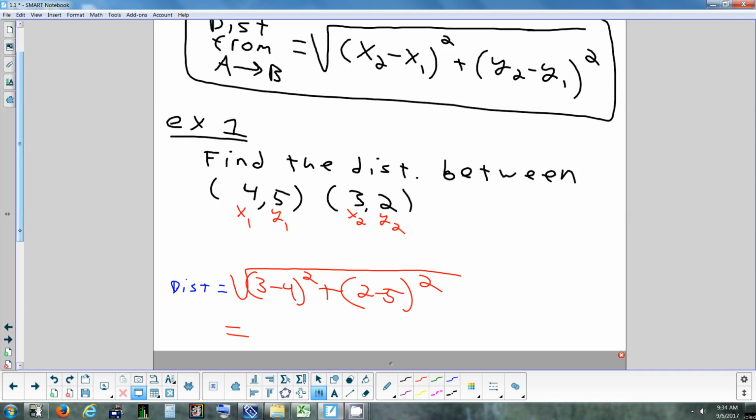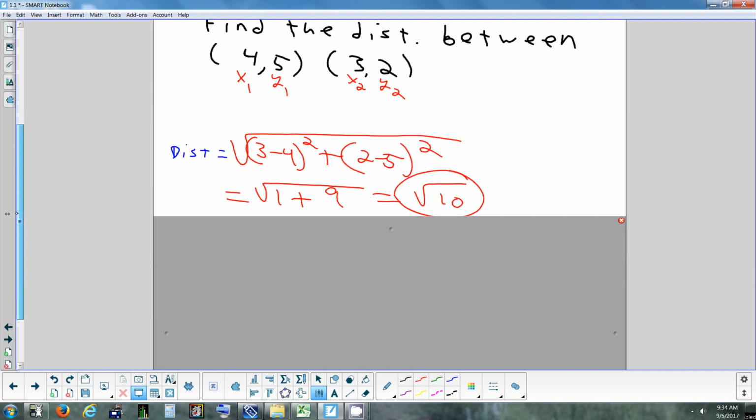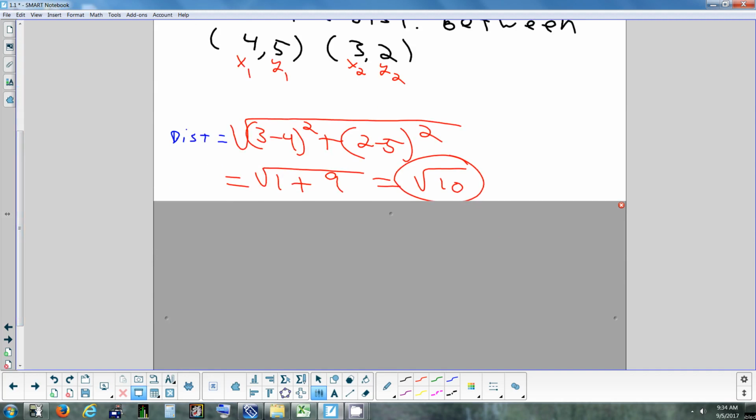Okay. So we're going to get square root of 3 minus 4 is negative 1. Squared is 1. 2 minus 5 is negative 3. And Becca, if we square negative 3, we get 9. Perfect. And unless they ask for a decimal, we can just leave the answer like that. Square root of 10. Okay. Any questions on that?